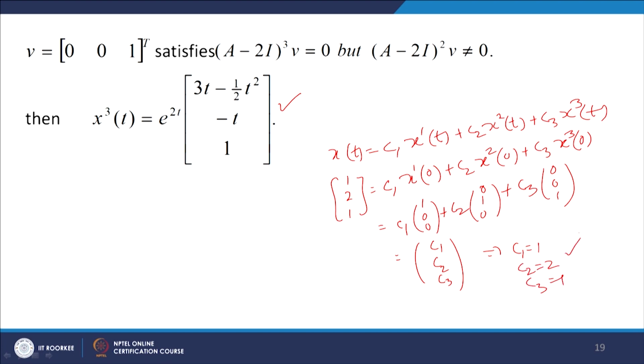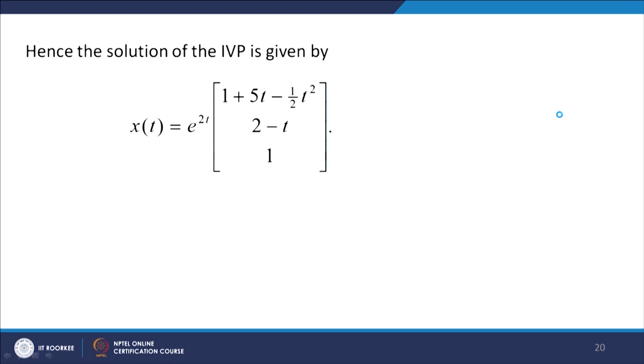Put these values of C1, C2, C3 here, and you get the solution of the initial value problem: x(t) equal to e to the power 2t times the column vector (1 plus 5t minus half t square, 2 minus t, 1). So this is how we solve the homogeneous vector differential equation with constant coefficients in the case where the characteristic equation has equal roots. In the next lecture we shall discuss the non-homogeneous vector differential equation with constant coefficients.